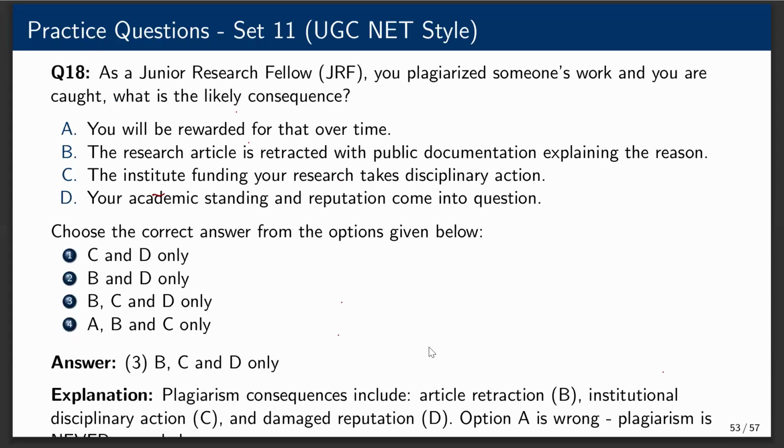This is the question which came this December. As a junior research fellow, you plagiarize someone's work and you are caught. What are the likely consequences? You will be rewarded for that over time, meaning you have done excellent work so you should get extra money. Or the research article is retracted with public documentation explaining the reason. The institute funding your research takes disciplinary action and your academic standing and reputation come into question. So clearly the answer is B, C, D.